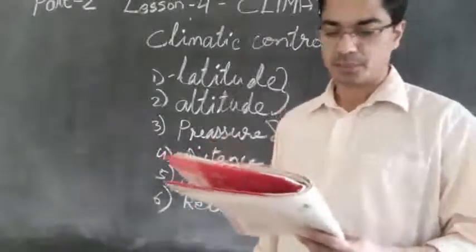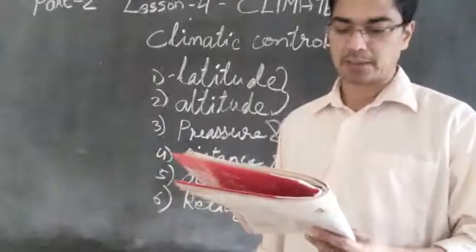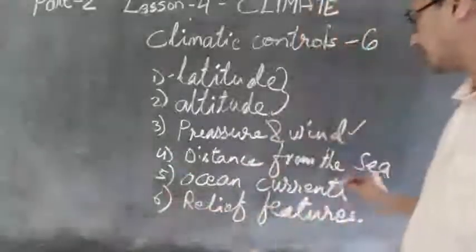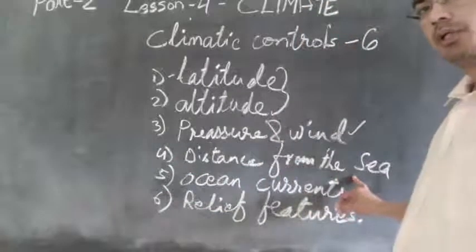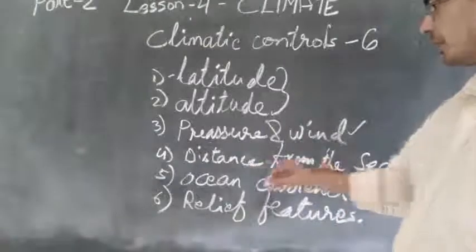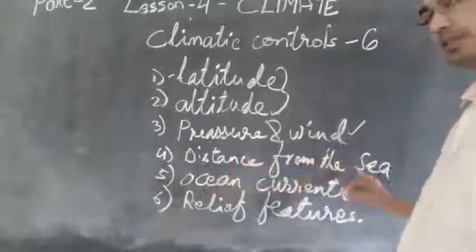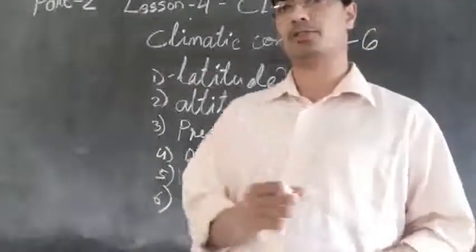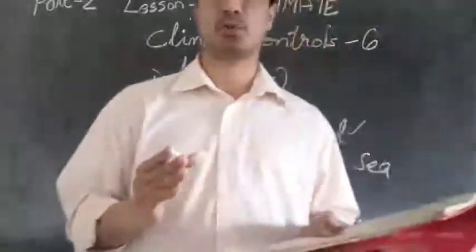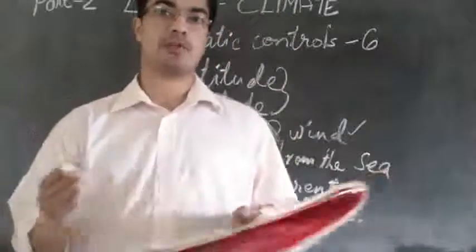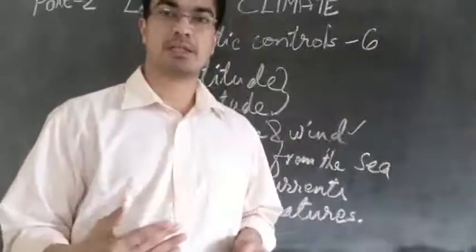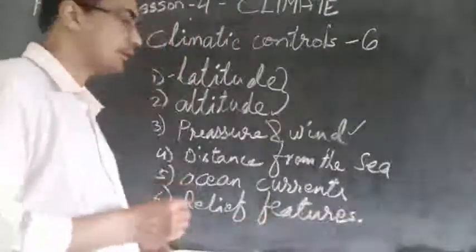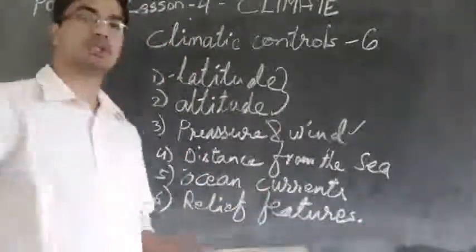Then the sea exerts a moderating influence on climate. So another reason is distance from the sea. The change of climate can be affected by the distance from the sea. So the place is how far from the sea. If it is near to the sea, then it will experience one type of climate. If it is far away from the sea, then it will experience another type of climate. So it depends on how far the place is from the sea, the distance from the sea.